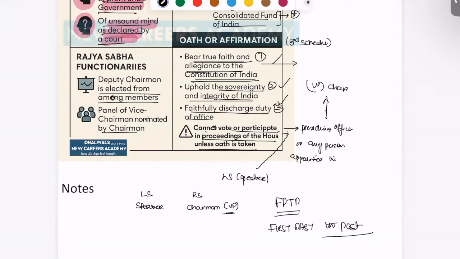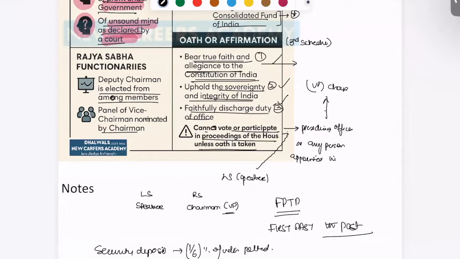There is also what we call the security deposit. Someone who is not qualified enough, or who is just fighting elections for the sake of it, should not come and fight an election. We should only have serious candidates. So if any MP or MLA candidate does not get 1/6 of votes polled, he has to forfeit the money he deposited for the election.